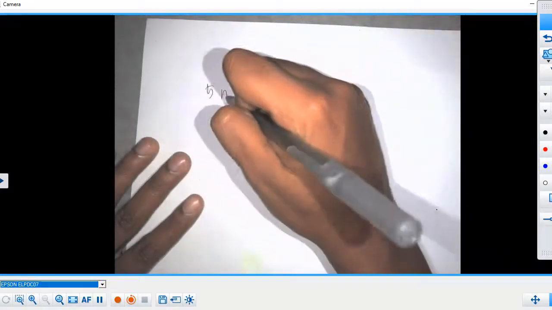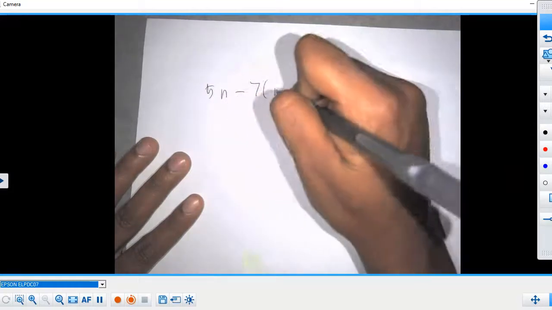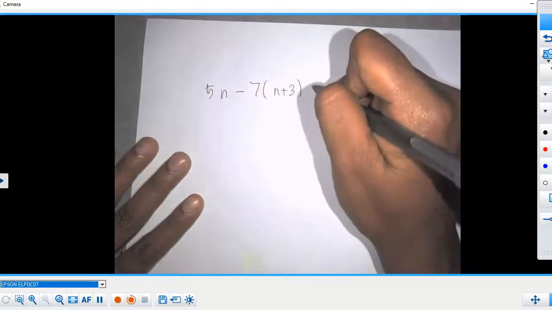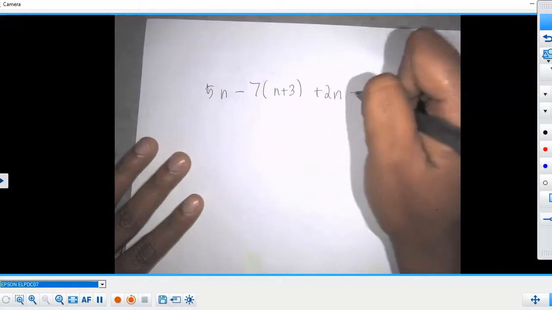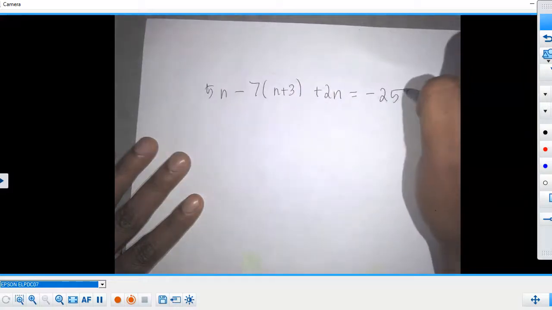So let me do one more of those. I'm going to do another multi-step, and then I'm going to move into inequalities. Sorry about the cord. Trying my best. Okay, how about this one? So I have 5n minus 7 times the quantity n plus 3, plus 2n equals negative 25.